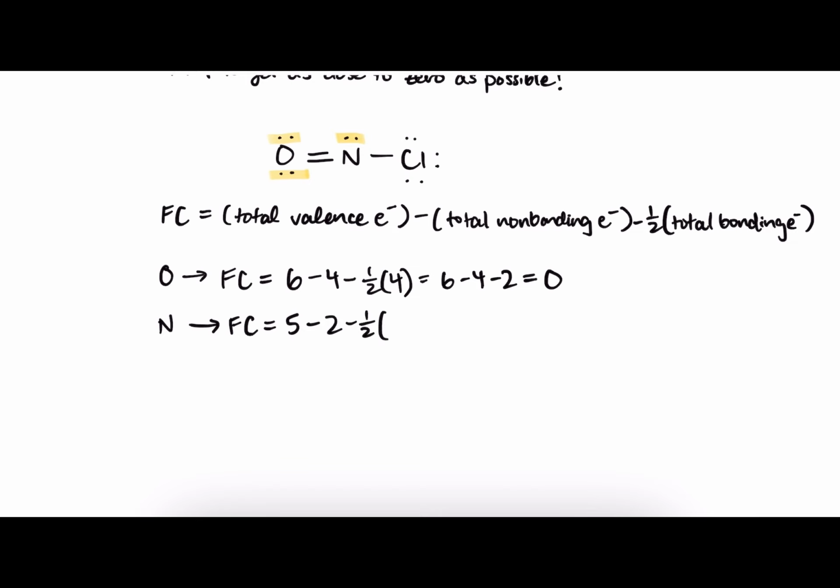and we can see that nitrogen actually has 3 bonds drawn around it, and each one represents 2 electrons, so we know that that's 6 bonding electrons. We solve this out, 5 minus 2 minus 3, and we get 0 again, so still looking pretty good.